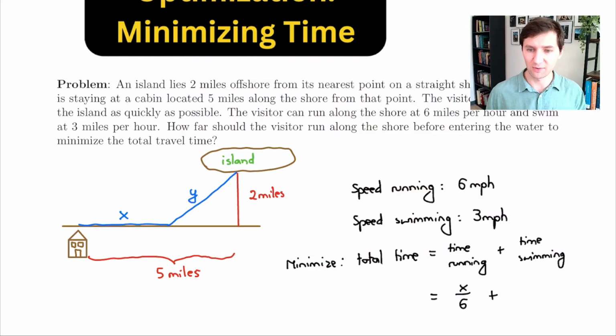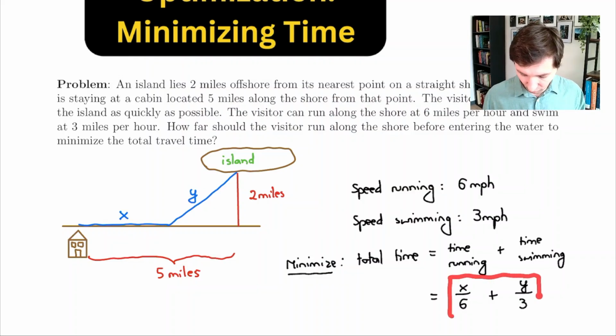Similarly, the time spent swimming is the distance swam, which is y, divided by the speed of swimming, in our case, 3. This is what we want to minimize. This is an equation whose minimum we want to find.